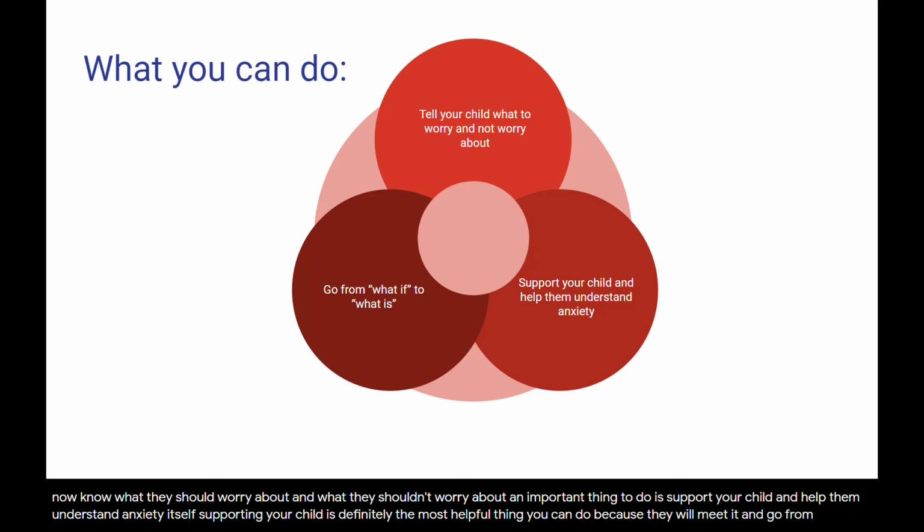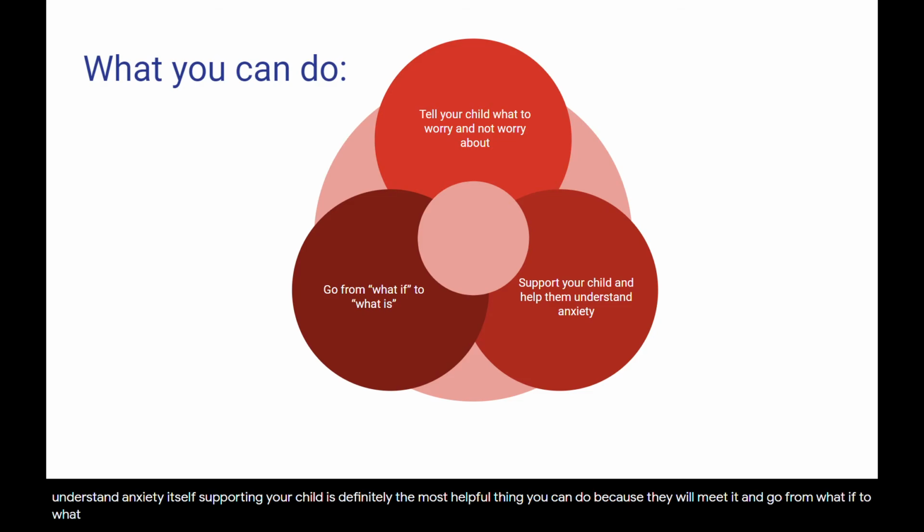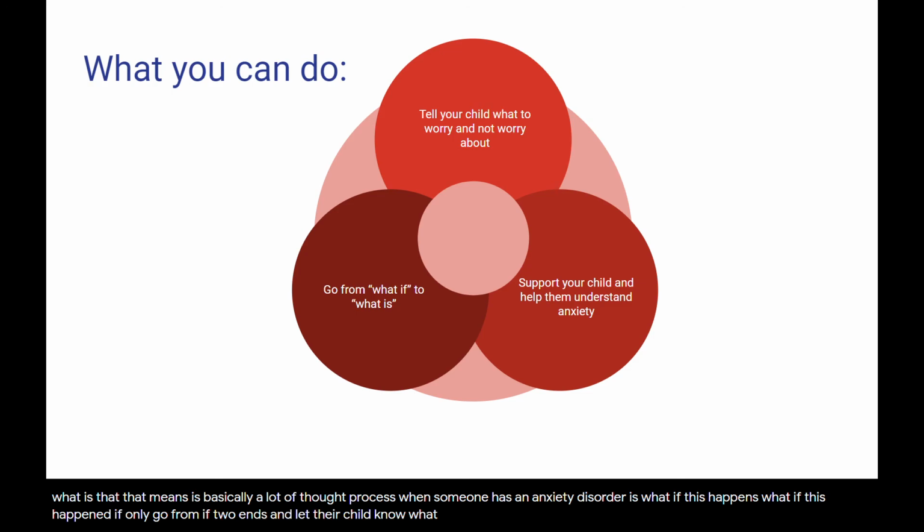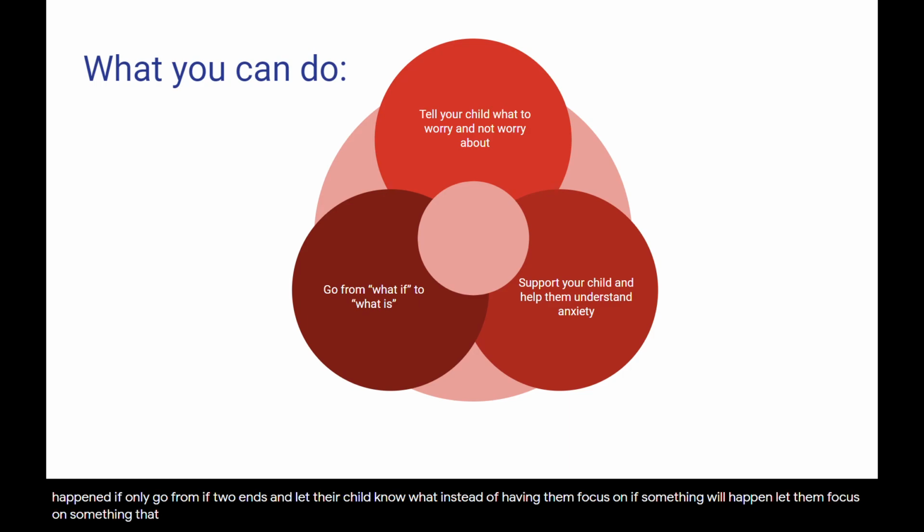And go from what if to what is. That means a lot of the thought process when someone has an anxiety disorder is what if this happens? What if this happened? If only. Go from if to is and let your child know what is going to happen. Instead of having them focus on if something will happen, let them focus on something that is going to happen.